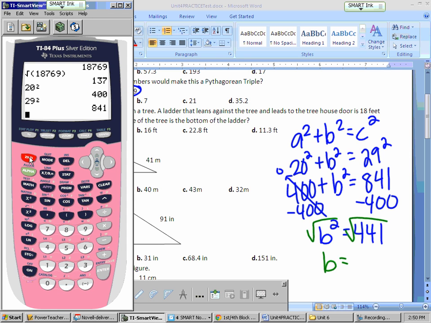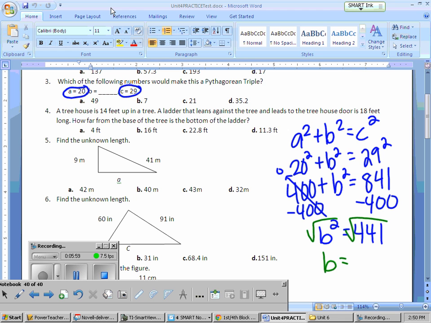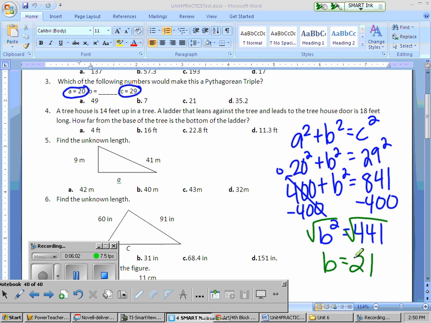So we're going to take the square root of 441, and that gives us 21. The square root of 441 is 21. So the answer to number 3 is C, 21.